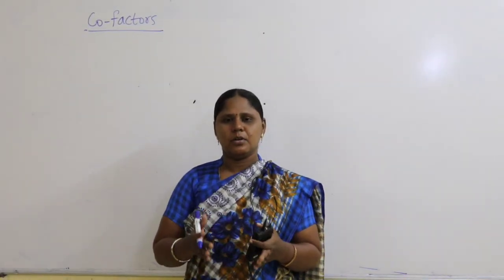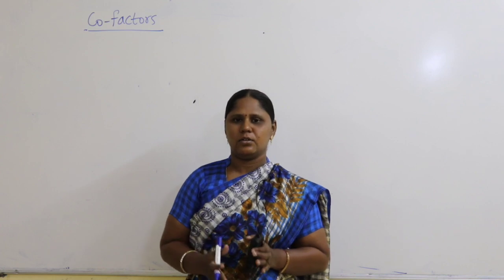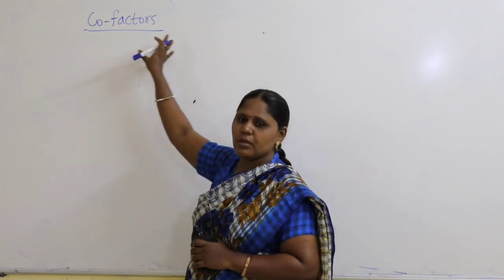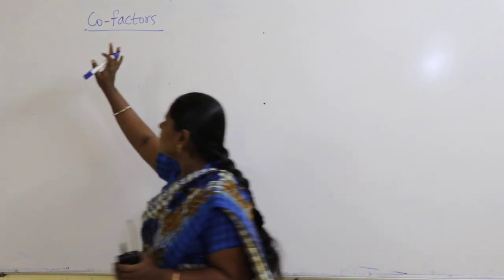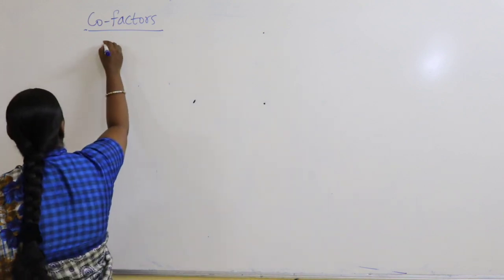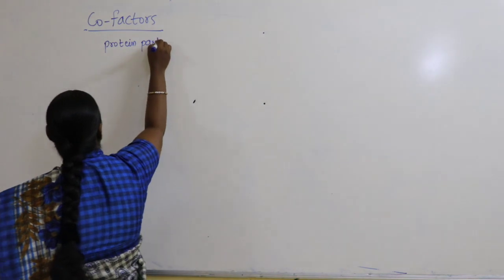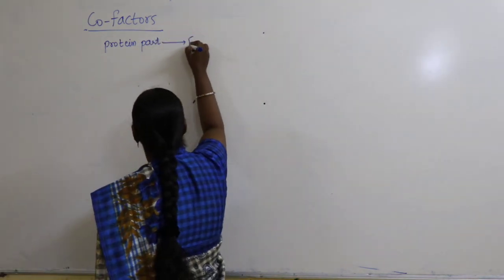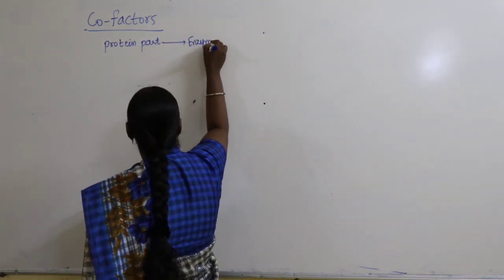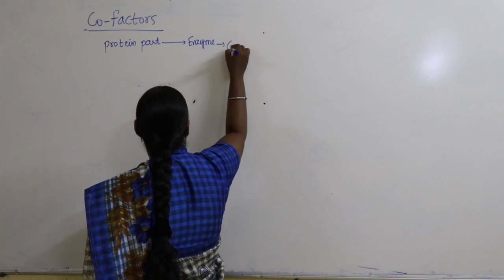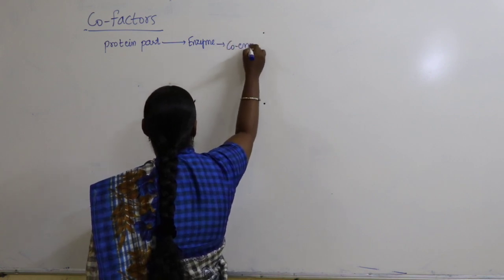So we discussed inhibitors. Now let us continue with cofactors. So what exactly is meant by cofactors? Here the protein part itself we call enzyme. Itself is called as coenzyme.